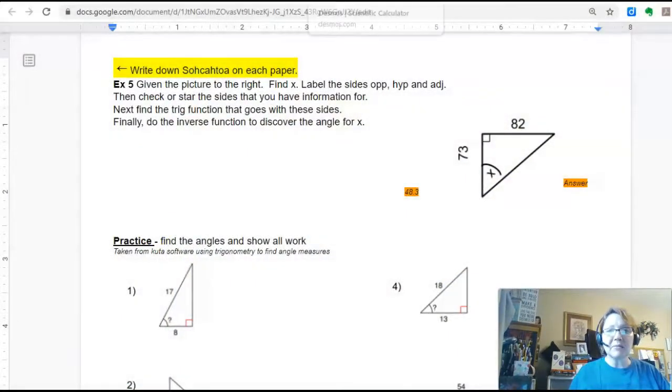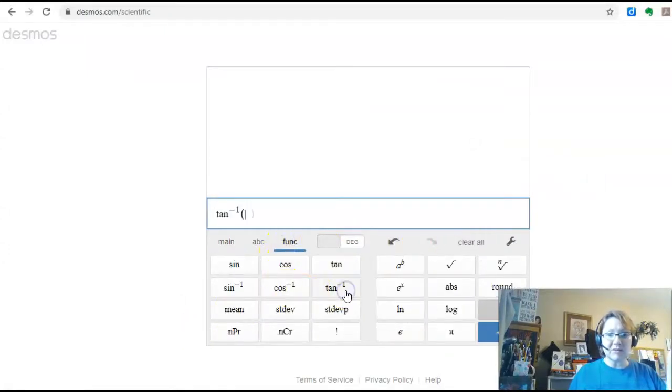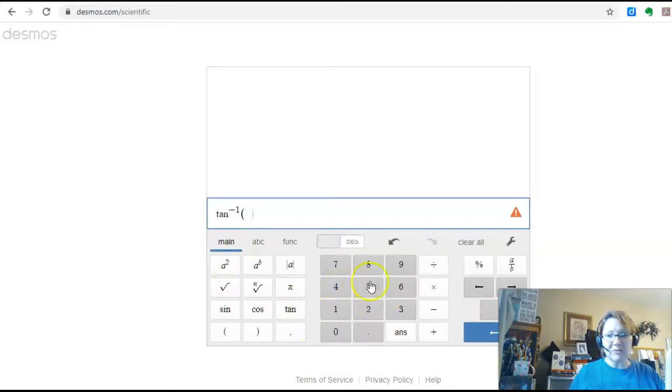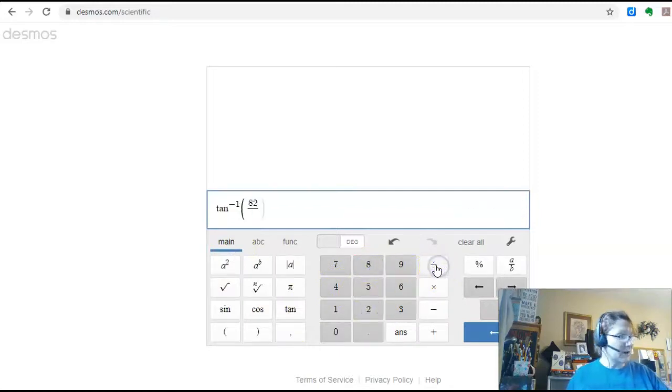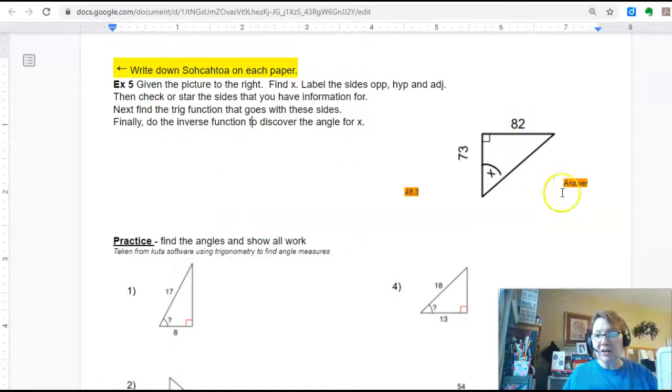So what do we have to do for that? Well, let me change my viewpoint here. So we're going to go back up to Desmos, and I'm going to clear out what I did, and I'm going to hit my function key, and I'm going to say my inverse tangent, and then I'm going to say 82 divided by 73. And then I'm going to hit enter. Okay, and it looks like I get about 48.3, which if you go over here, here's the answer if you want to check it.